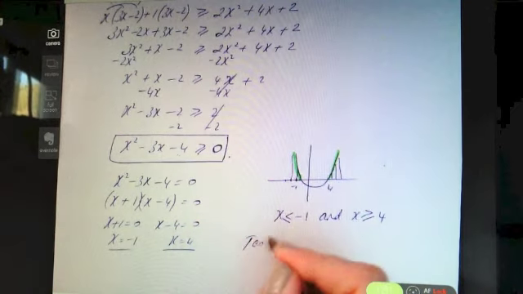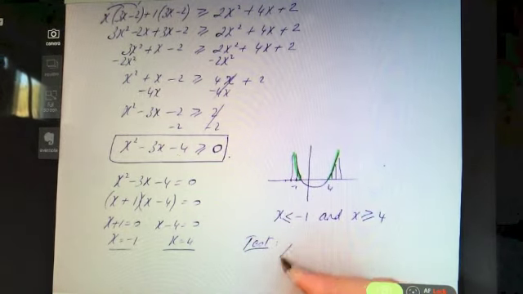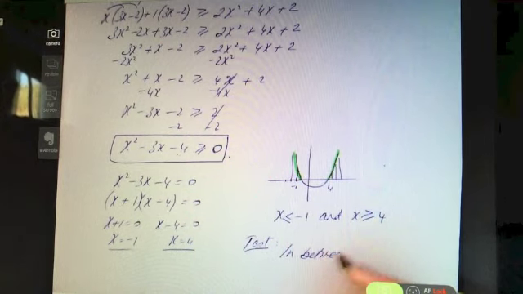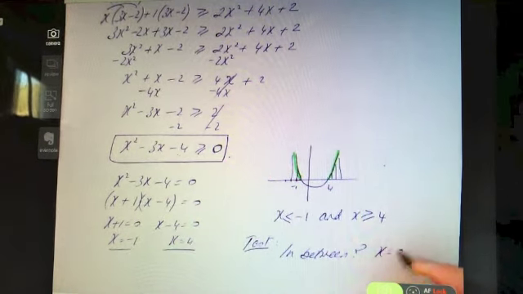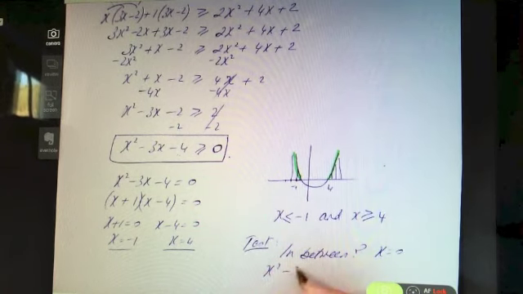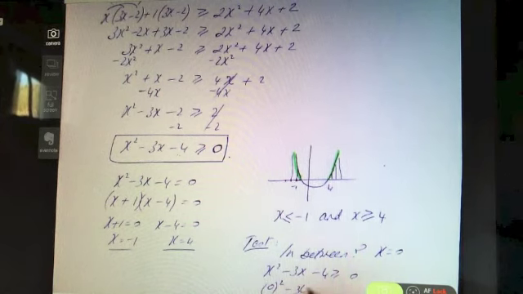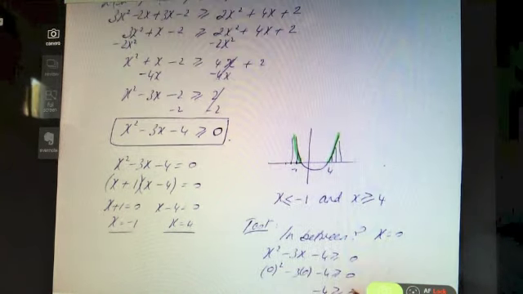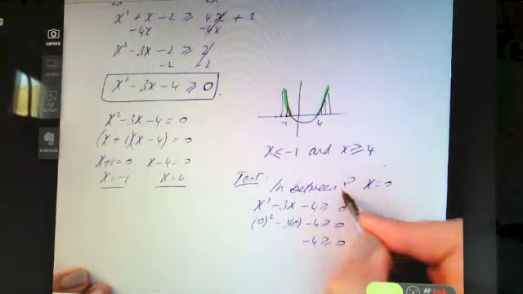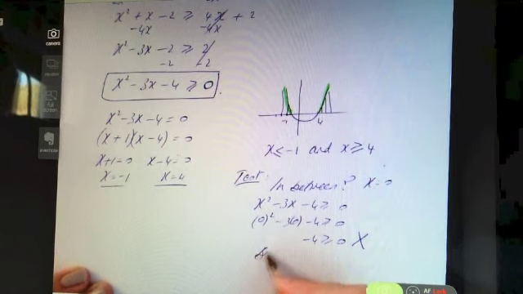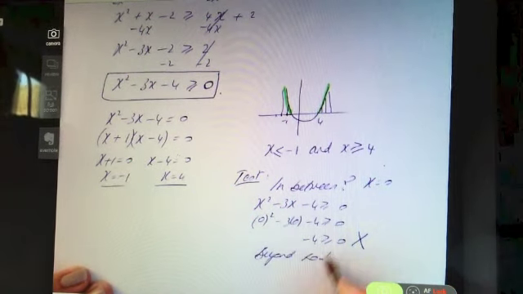If you were testing it and we wanted to test in between just to see if that was going to work, a value in between the roots would be x is 0. So testing x is 0 back into your inequality, putting 0 in for x, we get, of course, minus 4 is greater than or equal to 0, which we know is not true. Therefore, it is not in between the roots, so it must be beyond the roots.